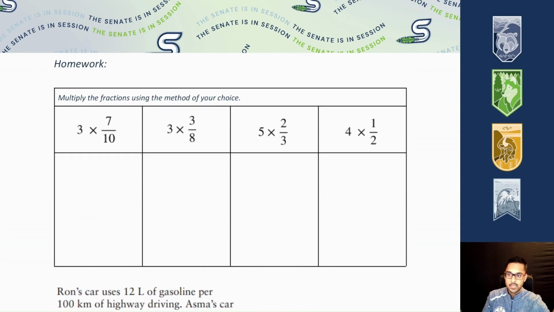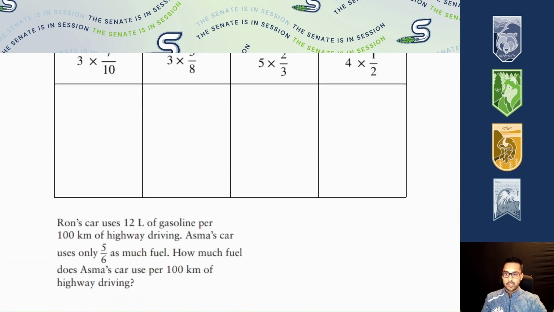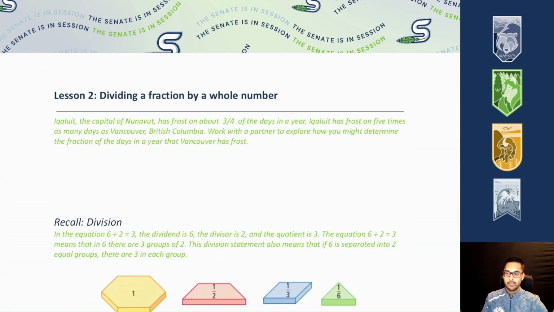I hope this helps. In the next video, we'll talk a little bit more about our fractions, and we'll actually start to get into dividing. That'll be the second lesson.